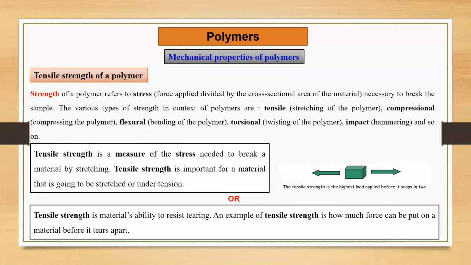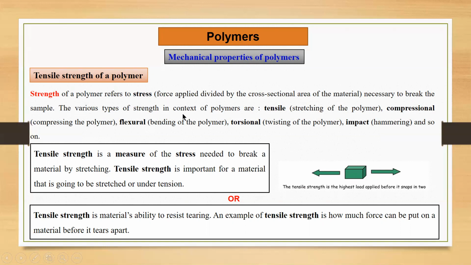Now let's take up mechanical properties of polymers. Firstly, I'll be discussing what we mean by tensile strength of a polymer. Before we actually come to tensile strength, let's see what simple strength of a polymer is. In layman's language, what do we mean by strength of a polymer? It refers to stress, that is, force applied divided by the cross-sectional area of the material. This is an area property of the polymer. That is the stress necessary to break the sample. Strength of a polymer refers to the stress necessary to break the sample, and it refers to force.